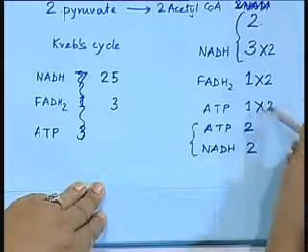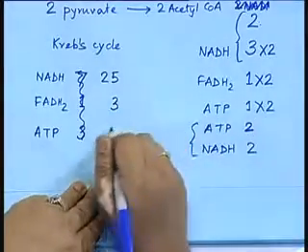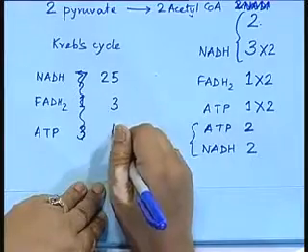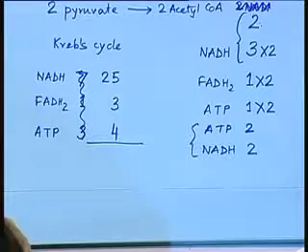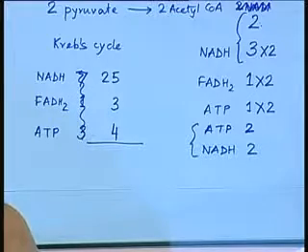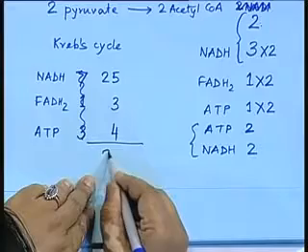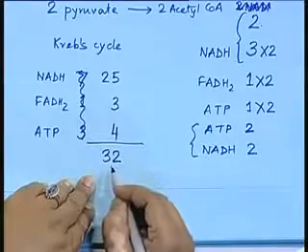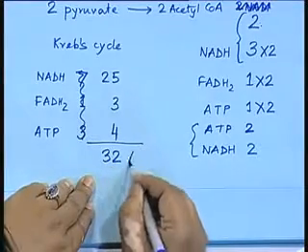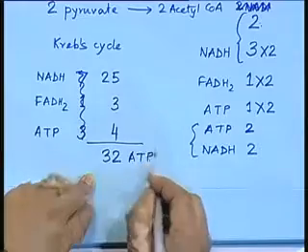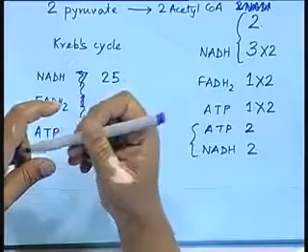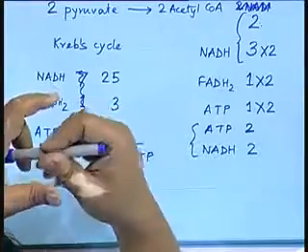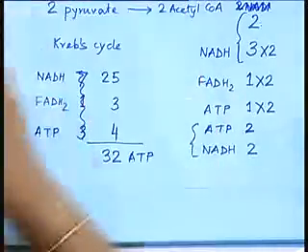and 4 ATP. How many? 32. So I have 32 what? ATP. How much energy is that? Do you know how much energy it is? Usually they say we have 30 to 32.